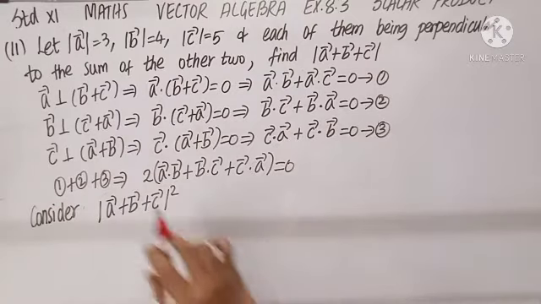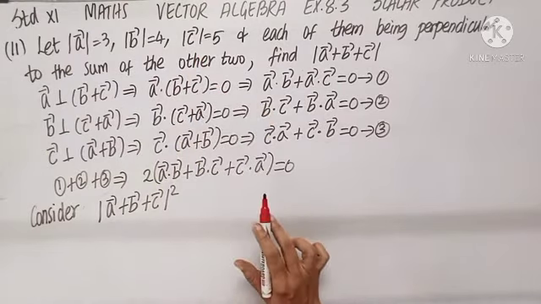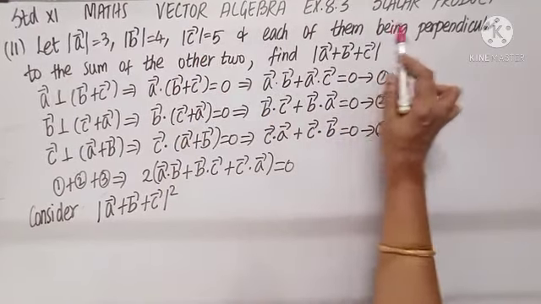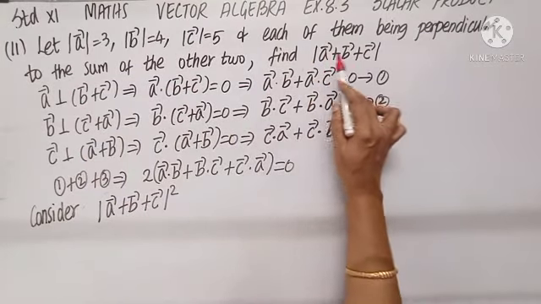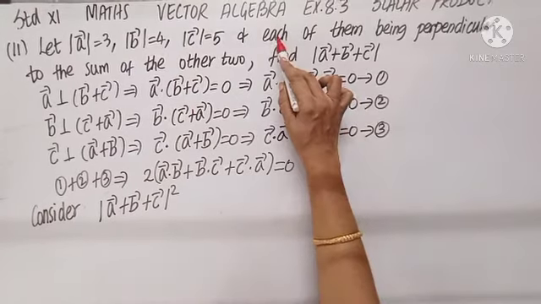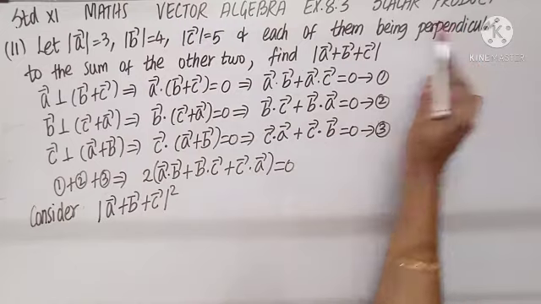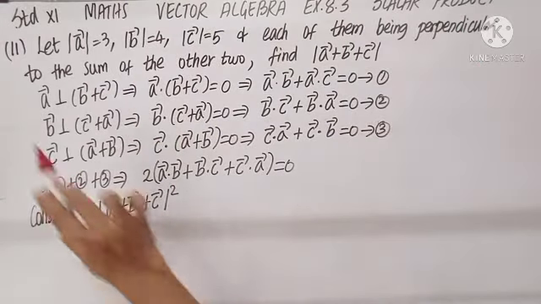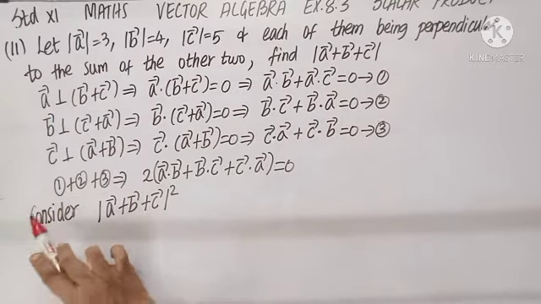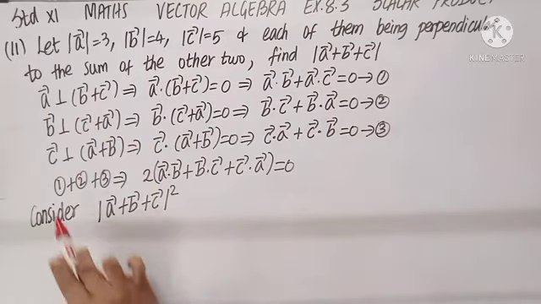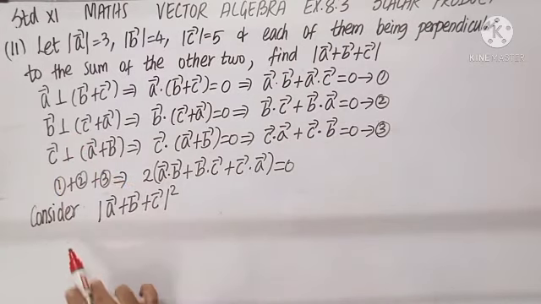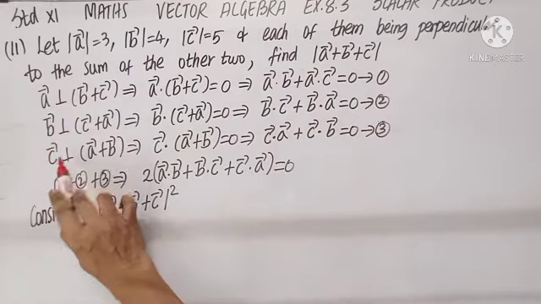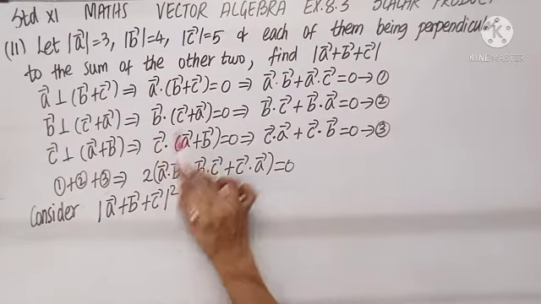Question number 11. Mod A, mod B, mod C are given. Also, each of them being perpendicular to the sum of the other two. We need to find modulus of A plus B plus C. Look at this sentence, each of them being perpendicular to the sum of the other two. If I take A vector, it is perpendicular to sum of the other two, B and C. If I take B vector, it is perpendicular to sum of the other two, that is A and C. Similarly, C vector perpendicular to A plus B. Whenever I use perpendicular, we mean dot product equal to 0.